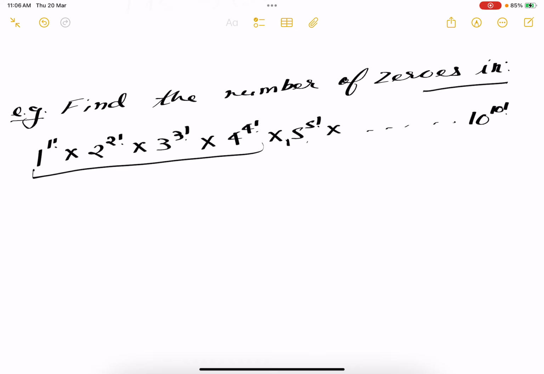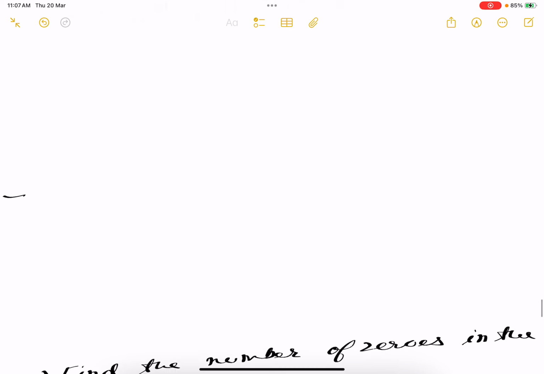And in this expression after 5 only 10 would be giving 5, and not 6, 7, 8 or 9. So we will only write 5 to the power 5 factorial into 10 to the power 10 factorial. So the number of zeros will be 5 factorial plus 10 factorial. Okay, this is the answer to this question.